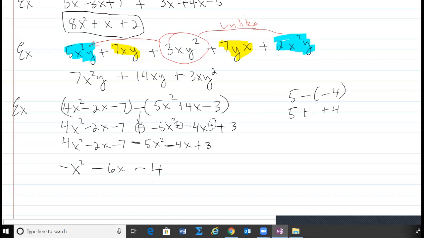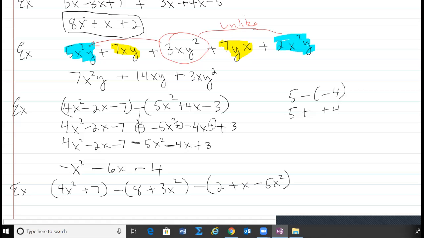I want to get through a few problems and make this short. We'll do one more. Let's say we have a 4x squared plus 7 minus 8 plus 3x squared minus 2 plus x minus 5x squared.